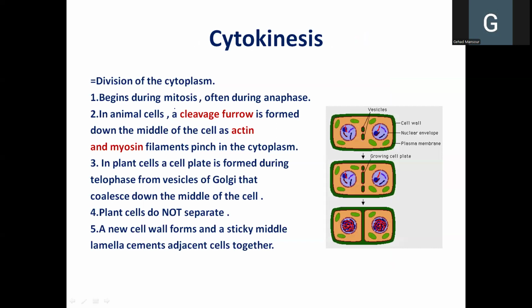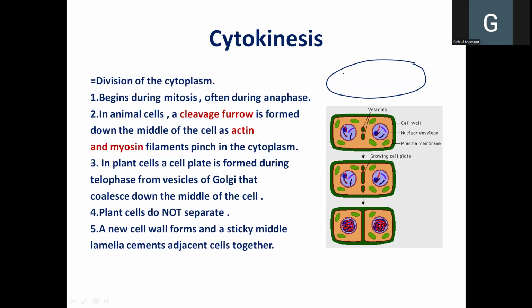Cytokinesis, as we said before, is division of the cytoplasm. It begins during mitosis, and it begins during anaphase. Why do we say that it begins during anaphase? Because during anaphase, the mother cell or the parent cell becomes very elongated in an attempt to divide into two daughter cells having a considerable size that is enough for them.